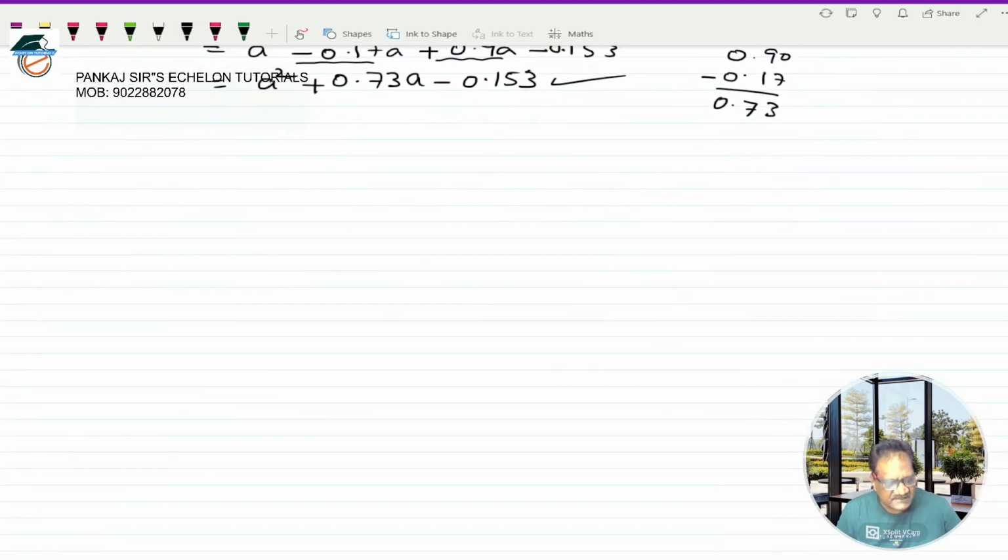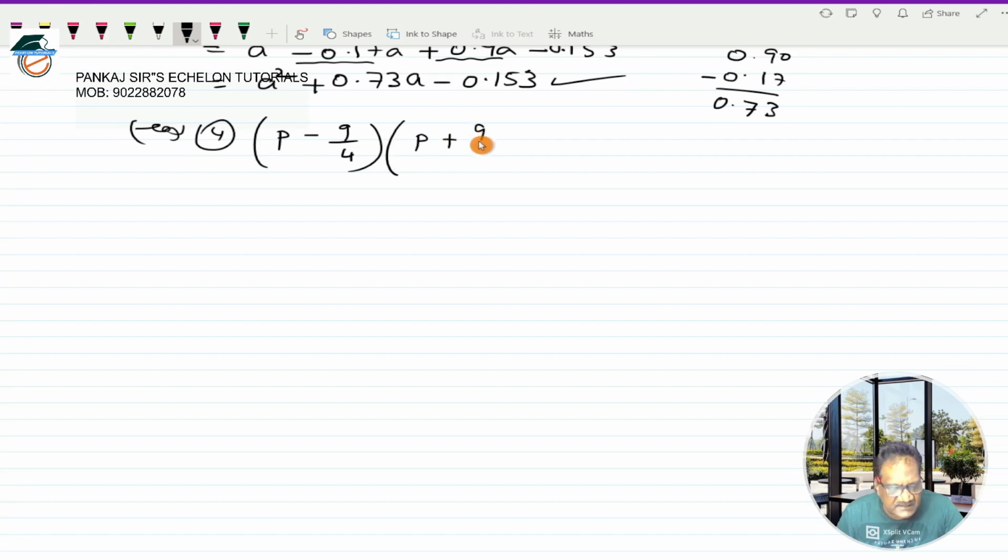Got it? Okay, now let us go for example number 4. Example number 4 says that there's (p minus 9 upon 4) multiplied by (p plus 9 upon 5). Now don't be in a rush to assume that this is an (a minus b) into (a plus b) sort of thing. No, this is 9 upon 4 and this is 9 upon 5. Both are not the same, so we'll have to work it out in the same way.